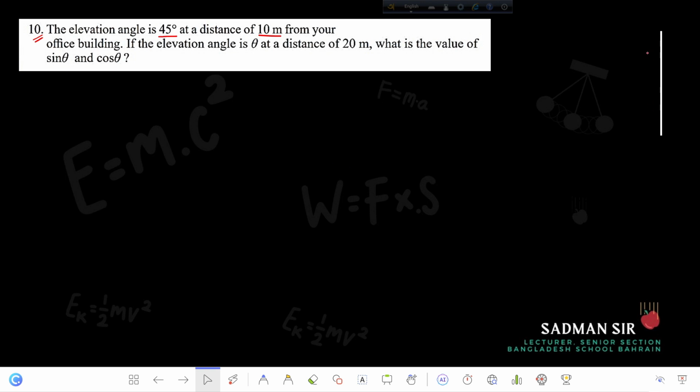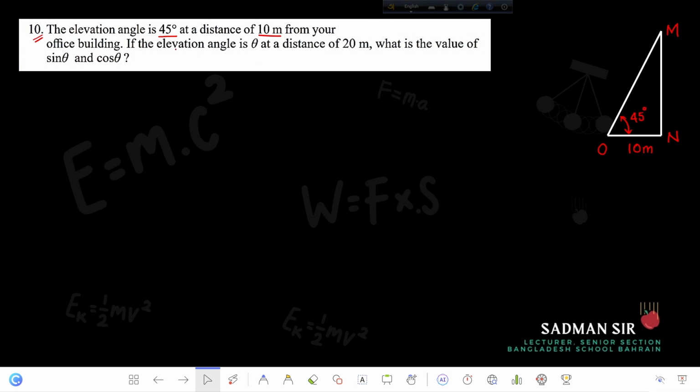This building represents the office building. Let us say we have named it MN. The angle of elevation is 45 degree at a distance of 10 meter. So let us find a point that is at 10 meter distance. So this is 10 meter distance, and at 10 meter distance this is a point O. The angle of elevation is 45 degree. That means this angle here is 45 degree.